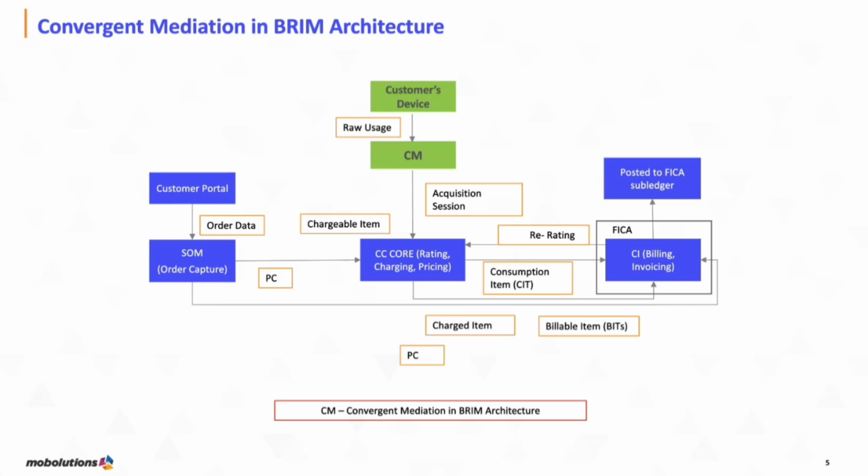Let's talk about convergent mediation in the BRIM architecture, where it fits and what the use of CM is in the BRIM architecture. We have tried to show here the simplified operation for BRIM, and we will talk more about the boxes in green, because we are focusing on convergent mediation in the BRIM architecture here.